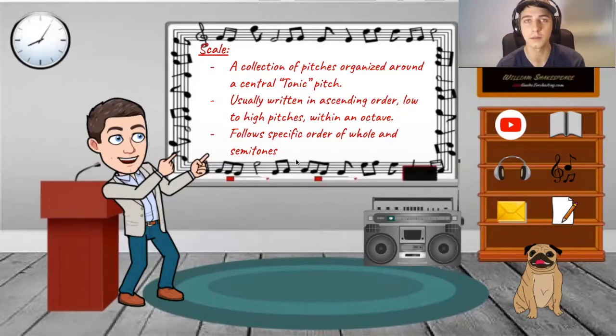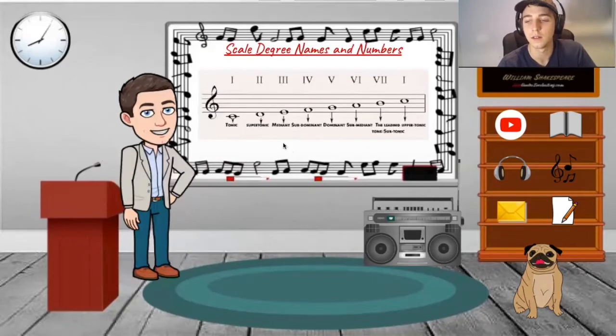And it follows a specific order of whole steps and half steps, or some people call them whole tones and half tones. So here are our scale degree names, and I find that it helps to know them both, the names and the numbers, but generally, if I'm referring to a note, I'll refer to it by its number rather than its name, just to save some time. But you should know both.